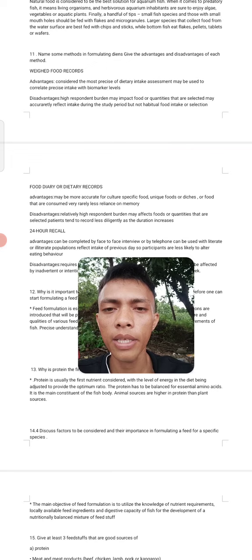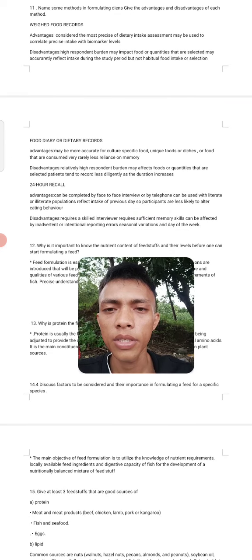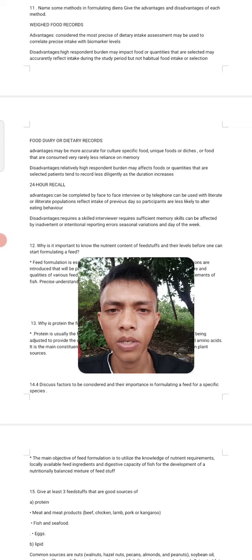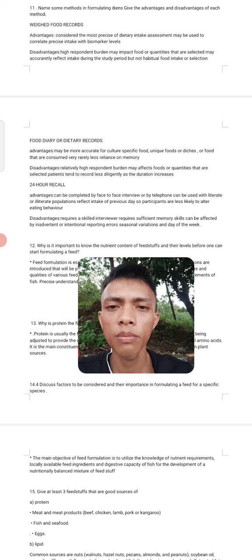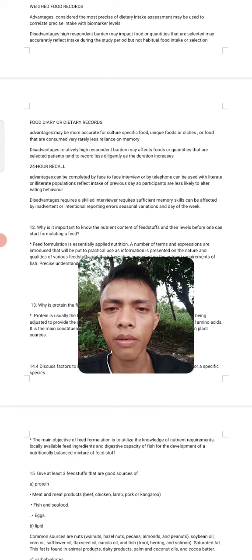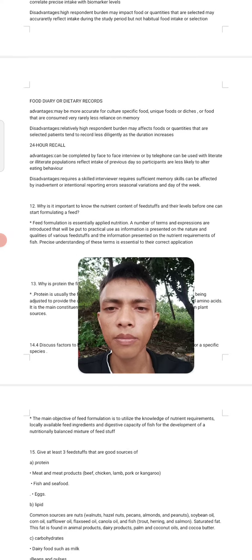Food diary or dietary records. Advantages. May be more accurate for culture-specific foods, unique foods or dishes, or foods that are consumed very rarely, less reliance on memory. Disadvantages. Relatively high respondent burden may affect foods or quantities that are selected. Patients tend to record less diligently as the duration increases.